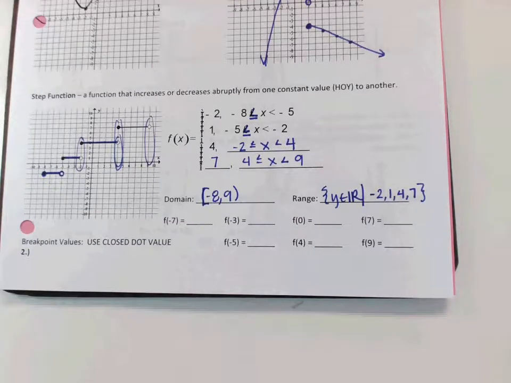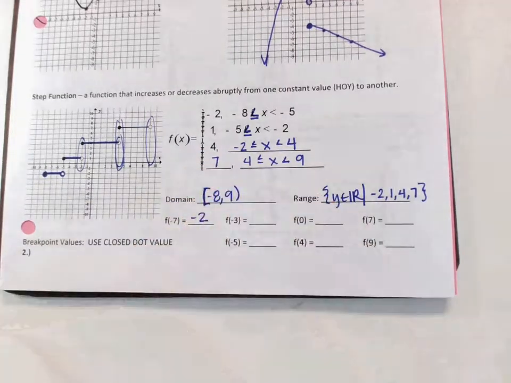Now, just how to pick these. So f of -7, look at your graph. Where does -7 fit in my x's? -7 fits between where? From -8 to -5. So what's my answer? -2. Okay, we're looking to see where it fits.